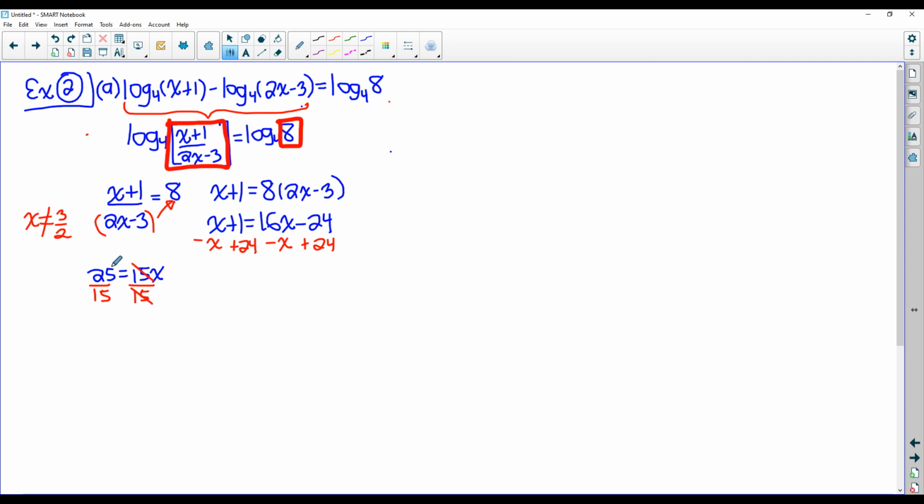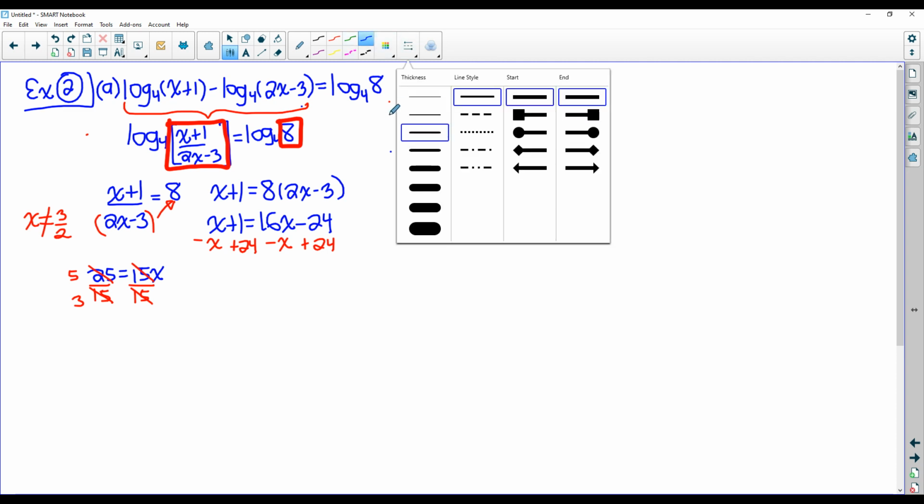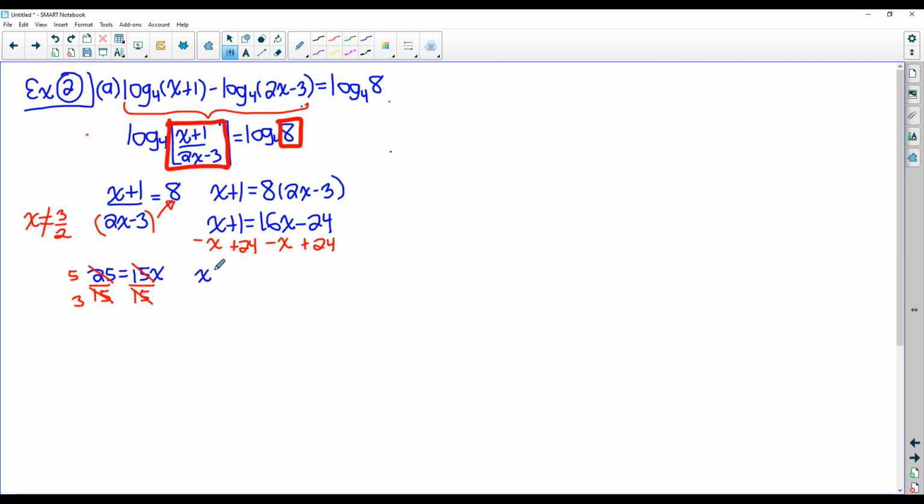Okay, the 15 cancels off here. 25 over 15 is a fraction that reduces to 5 over 3. So if you divide the top by 5, it's 5. Divide the bottom by 5, it's 3. And then my potential solution is going to be x is equal to 5 over 3. Okay, but I need to make sure that this is not going to lead to an extraneous solution.